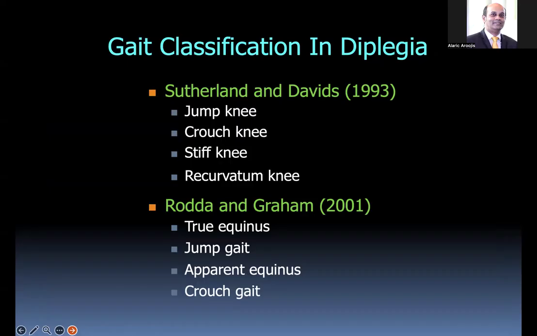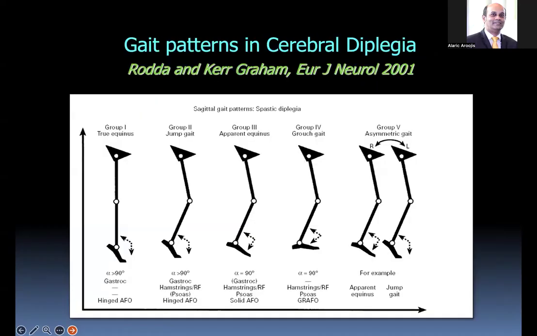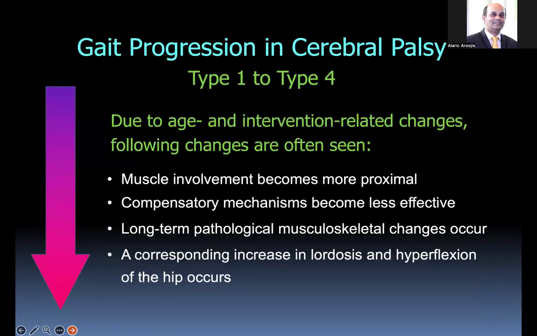David Sutherland and John Davids came out with a classification in diplegia, basically just focusing on the sagittal kinematics of the knee in diplegics, classifying them as jump knee, crouch, stiff, or a recurvatum knee. But this was not very satisfactory because it didn't take into account what's happening with the kinematics of the ankle and the hip. And then in 2001, Jill Rodda and Kerr Graham came out with the classification that we now use for diplegia, which is based upon, again, the sagittal gait patterns, classifying them as true equinus, jump, apparent equinus, and crouch. So these are the 4 different gait patterns that they have.